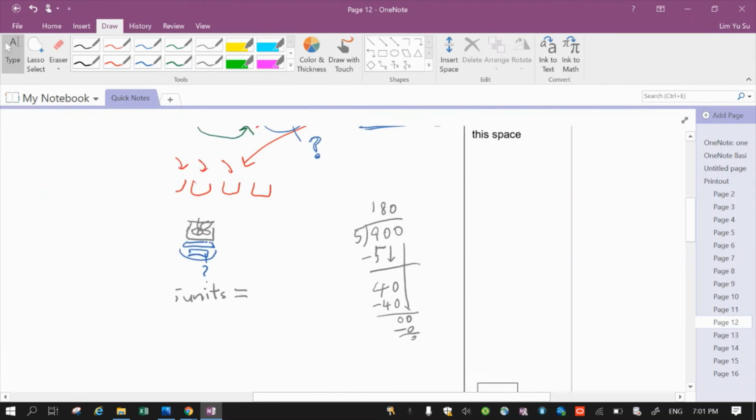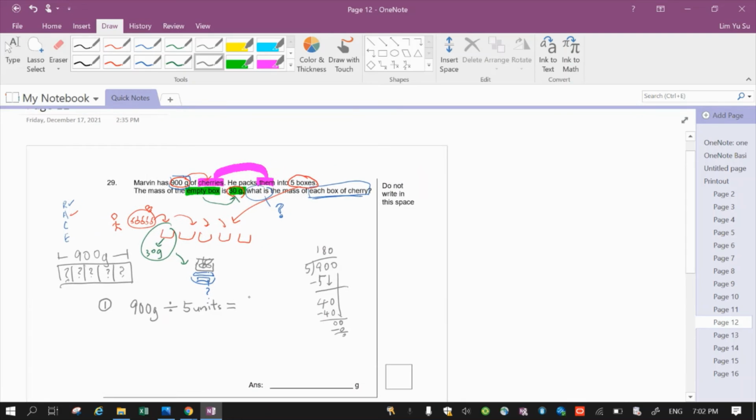So here I have 180 grams, and that actually means that there's one set of cherries. So you have one unit of cherries, that is one set of cherries, plus the empty box. That's what each box of cherries is made out of. Pardon the handwriting. This touchscreen sometimes just fails me. Plus the empty box.